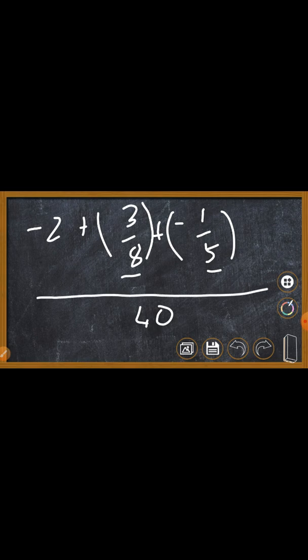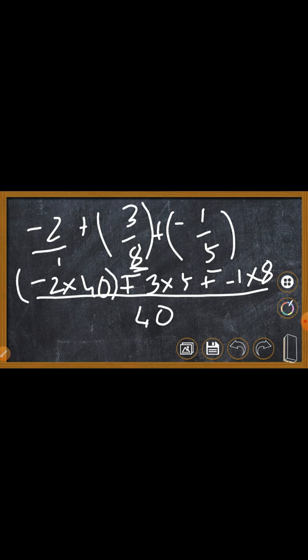So what is this? This is -2 by 1. 1 into how much is 40? 1 into 40 is 40. So I will write -2 into 40 plus, 8 5s are 40, so 3 into 5, plus, 5 8s are 40, so I will write -1 into 8. So what do I get?